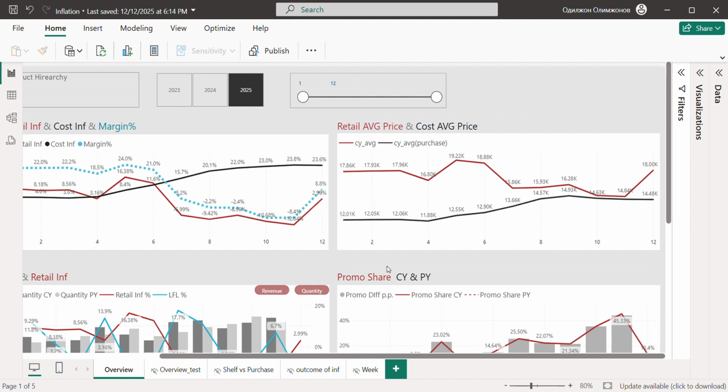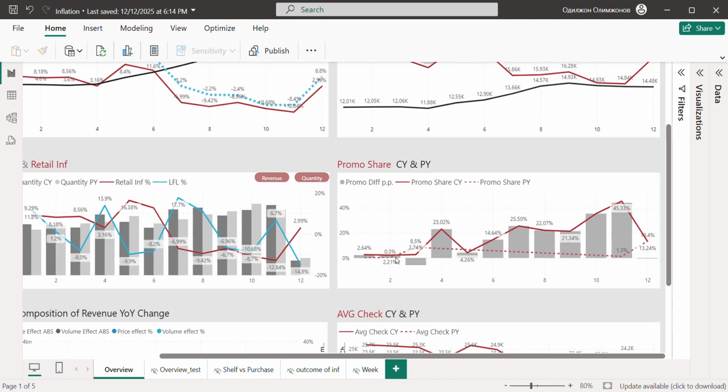But often category managers tend to say that decrease of margin is related to the promo share or increase of promo share. For that case, I put the visual of promo share, which compares the promo share of current year with previous year.